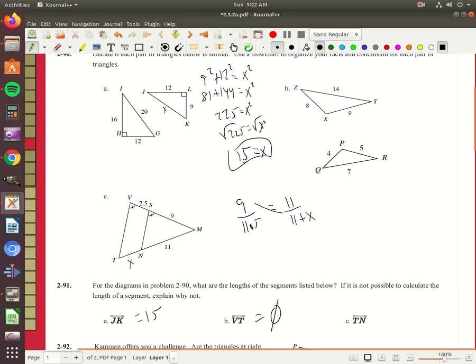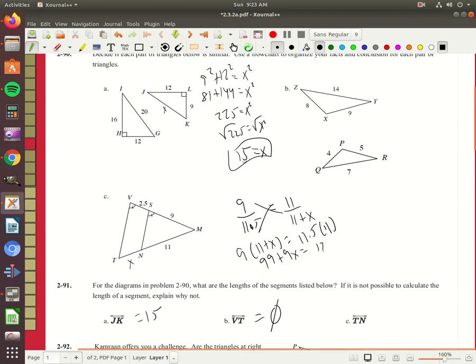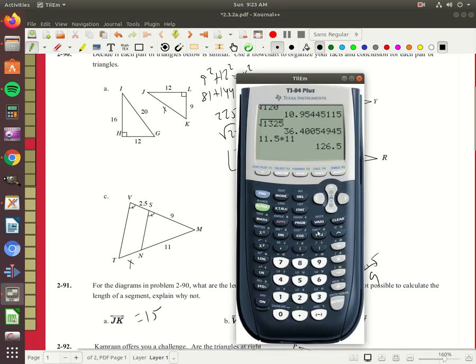So I will cross multiply, and I'm going to get 9 times 11 plus x is equal to 11.5 times 11. I've got 99 plus 9x is equal to, I have no idea what 11.5 times 11 is. Is equal to 126.5. I will subtract 99 from each side. So 9x will equal 27.5.